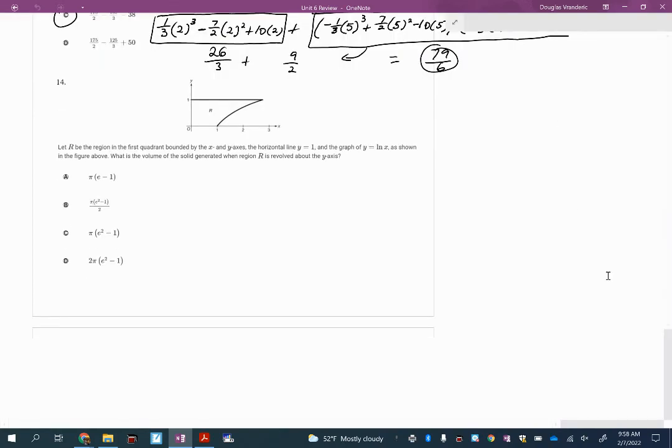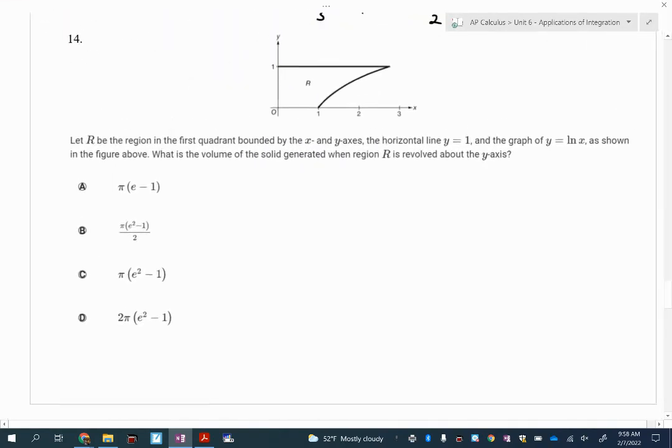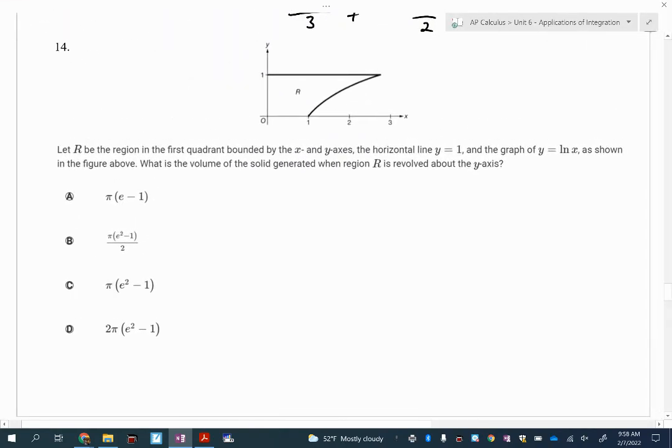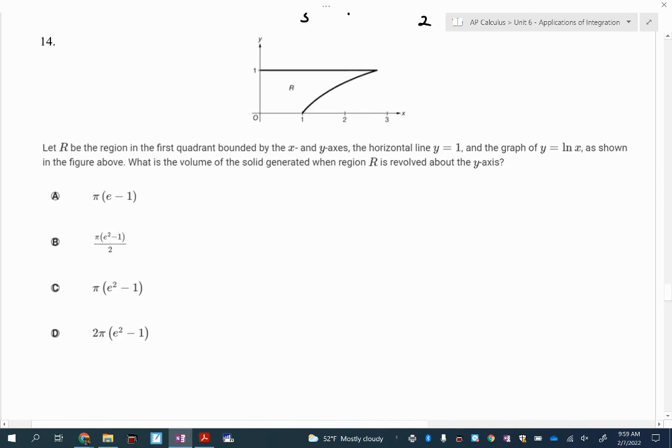Going to be part 2 for our review on applications of integration. So we're picking it up with question number 14. Question 14 gives us this kind of sketch of what's going on between the x and y axes, horizontal line y equals 1, and the graph of y equals the natural log of x.